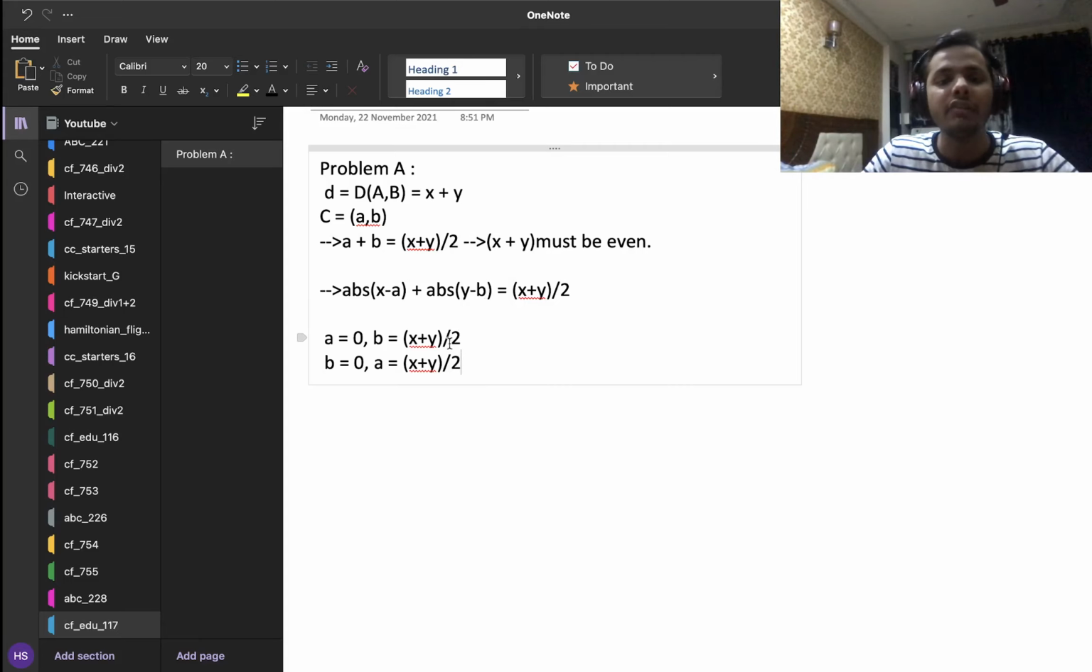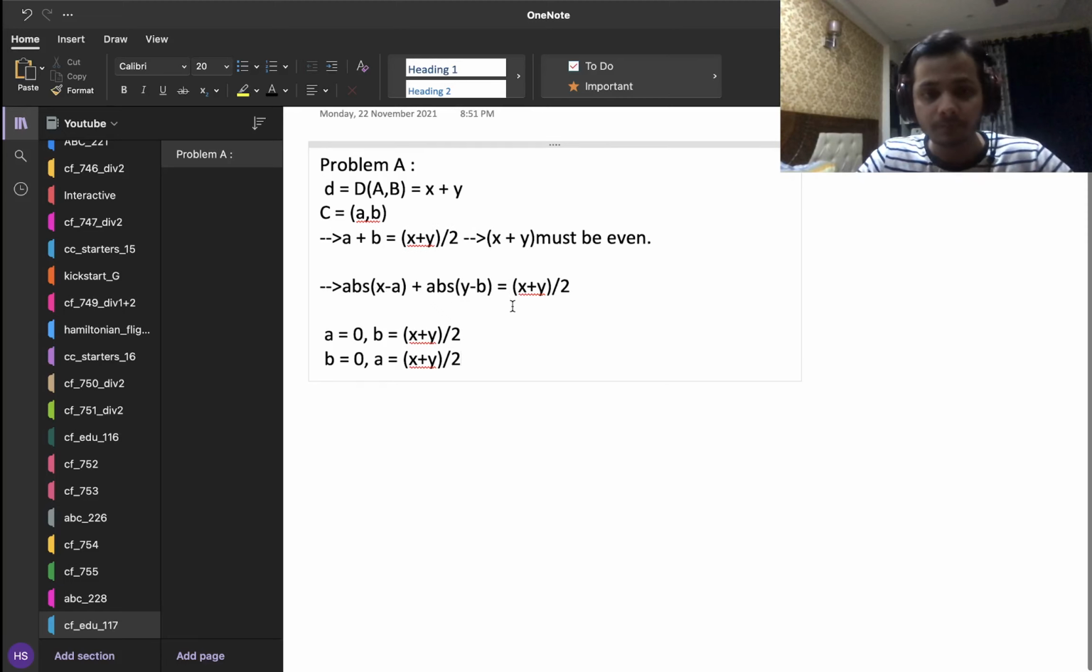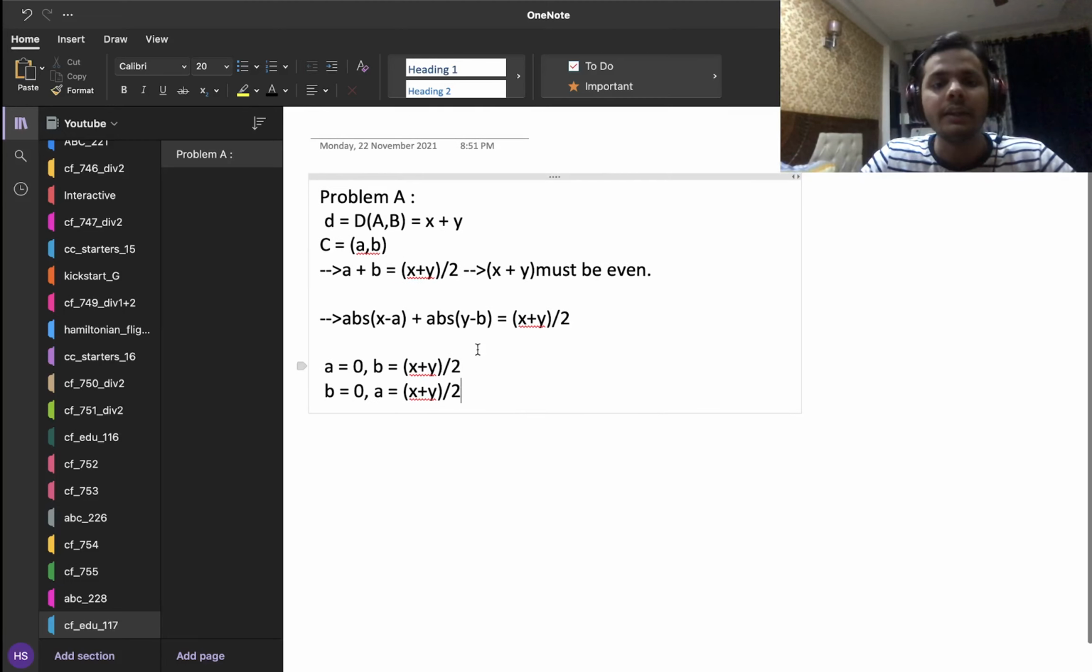That way I am guaranteed that a is smaller than x and b is smaller than y. But if y is greater than x, then I can take a equals 0 and b equals (x+y)/2, because that way I'm guaranteed that y minus b is positive and x minus a is positive, so that this mod opens in a positive manner, right? So accordingly, if x is greater than y, you can take the second solution, and if y is greater than x, you can take the first solution.